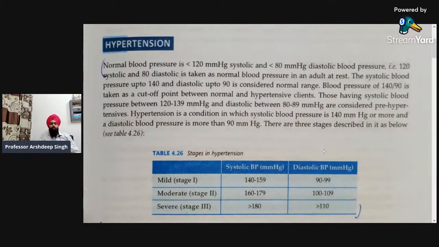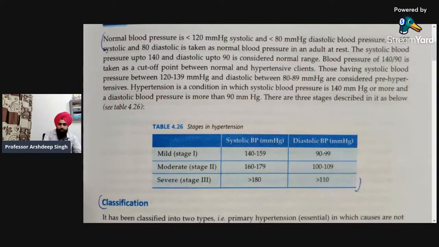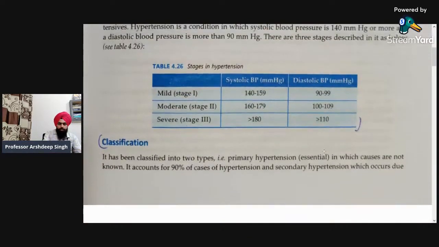Those having systolic blood pressure between 120 and 139 mm Hg and diastolic between 80 and 89 mm Hg are considered pre-hypertensive. So this is the stage in which the blood pressure falls between 120 to 139 in case of systolic, and 80 to 89 in case of diastolic. Okay, so moving on further, there are three stages, as you can see.